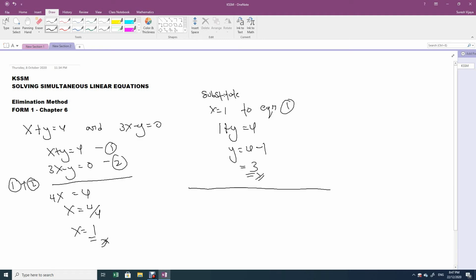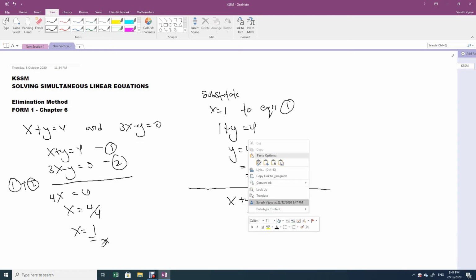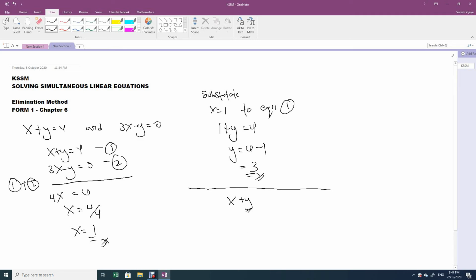What if we choose another way around to eliminate this equation, which is x? So I rewrite this equation. X plus y equals to 4, equation 1. Then we have 3x plus y equals to 0, equation 2.